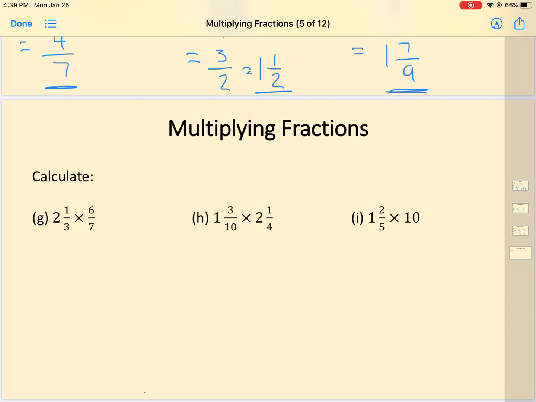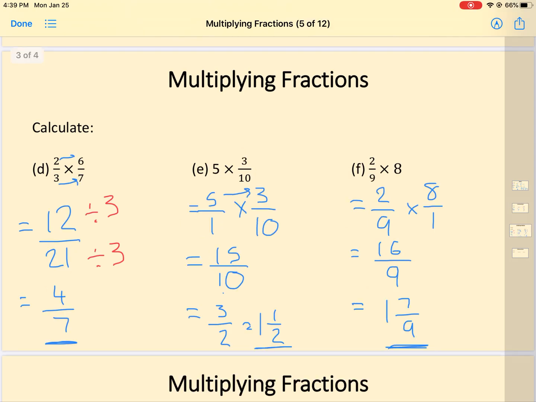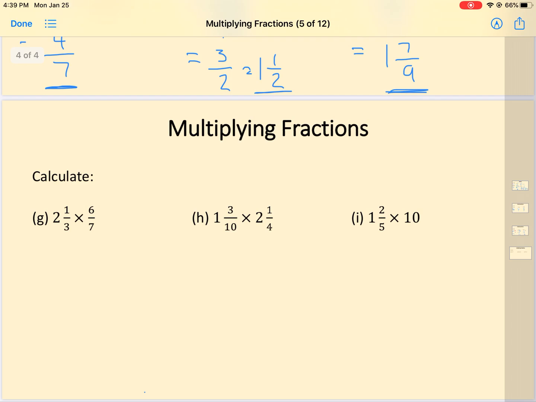We've already gone through these slides before with multiplying fractions where there maybe wasn't any mixed numbers, and these ones where there was a whole number as well. So the next ones we're going to look at are the ones that involve additionally mixed numbers in the calculations.